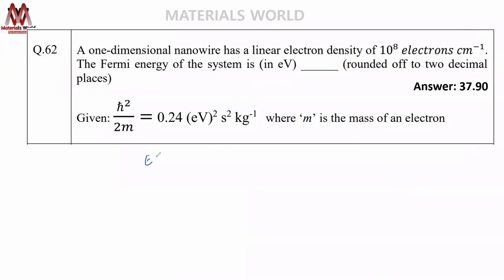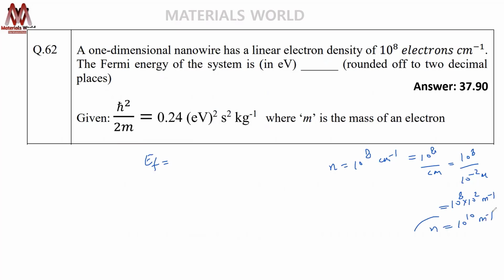So let me just write, number of electrons is 10 power 8 centimeter inverse. That means 10 power 8 per centimeter. One centimeter I can write as 10 power minus 2 meter. So it's 10 power 8 into 10 power 2 meter inverse. That is 10 power 10 meter inverse. n is 10 power 10 meter inverse. Let me also convert this ħ square by 2m into joule.